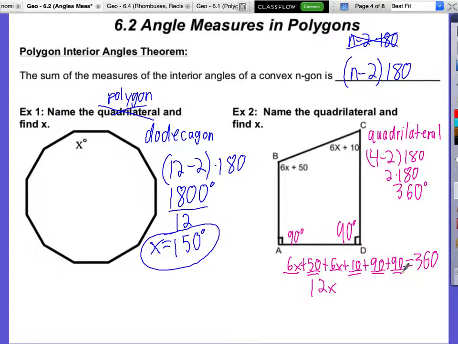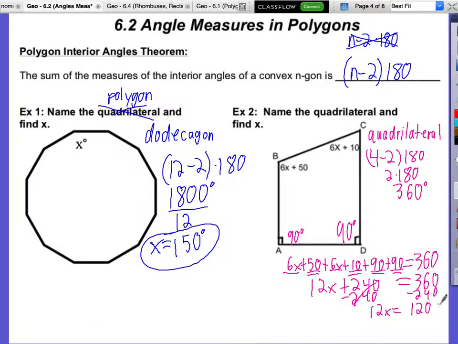90 plus 90 is 180, plus 50 is 240. This would end up being 240. Another way we could do that is put it in a calculator, or you could think 90 plus 10 is 100, plus 90 is 190, plus 50 is 240. However that helps you, or you can use a calculator, that's fine. Equals is still there, and 360. 12x equals 360 minus 240. So minus 240, and Gracie's already on the next step.